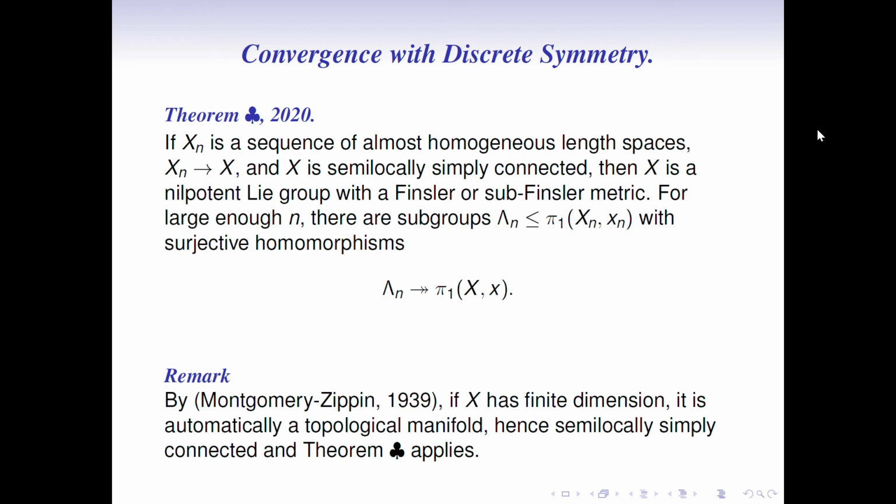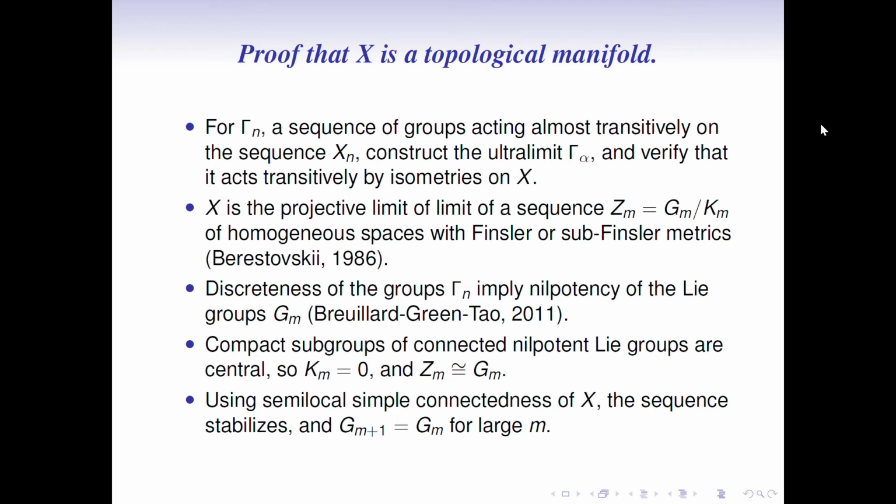fundamental group. To show that X is a topological manifold, as a first step, we construct Gamma alpha, the equivariant ultralimit of the sequence of groups Gamma n, with respect to some non-principal ultrafilter, and check that it acts transitively by isometries on X, making it a locally compact homogeneous length space.